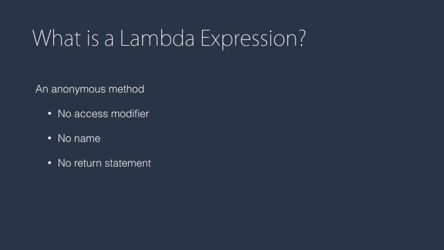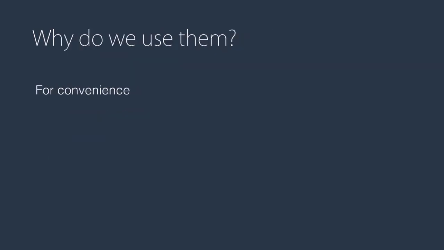A lambda expression is nothing but an anonymous method. That is a method that has no access modifier, like public or private. It has no name, and it has no return statement. Why do we use them? Why do we use anonymous methods? For convenience. We can write less code and achieve the same thing. Plus, our code would be more readable.